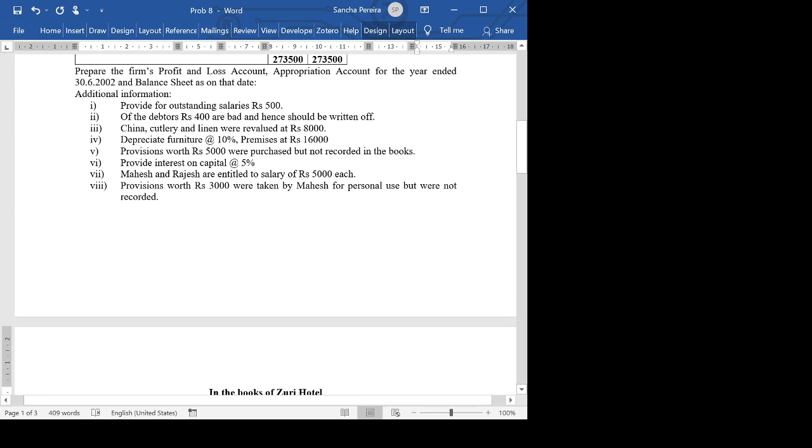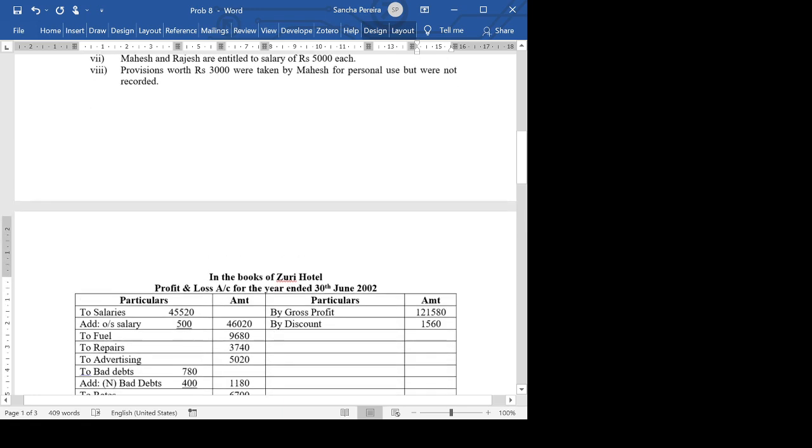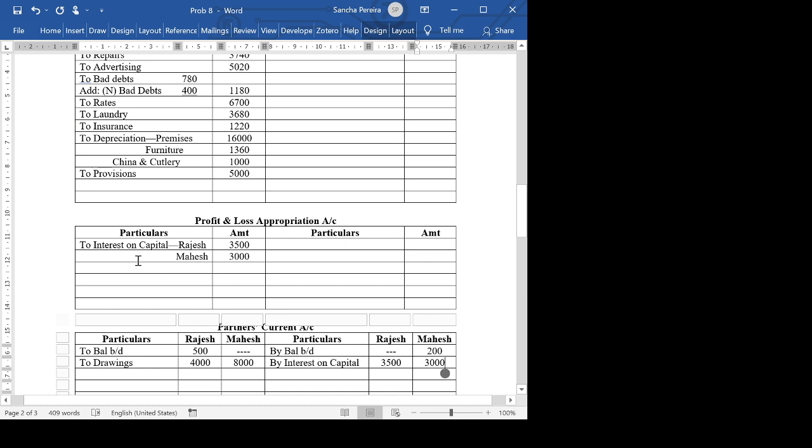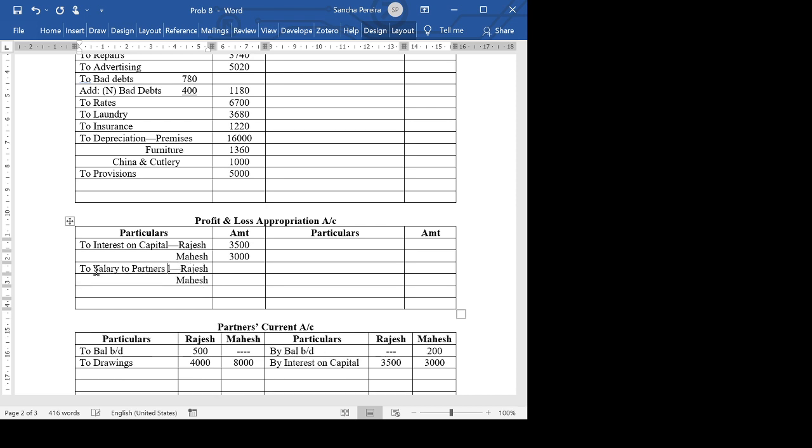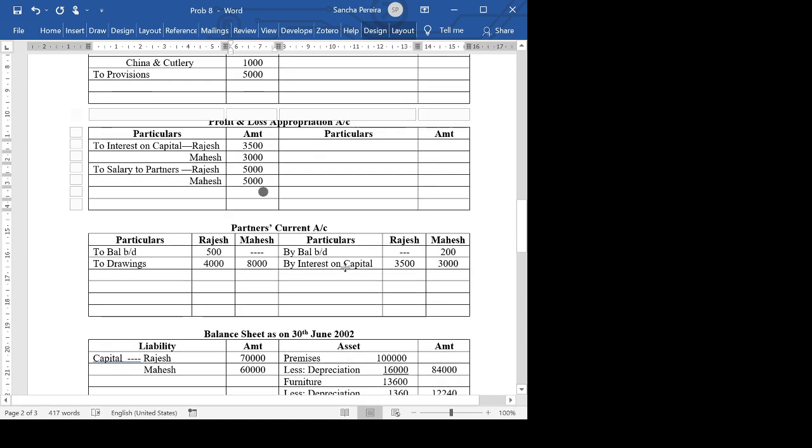Next one, Mahesh and Rajesh are entitled to a salary of rupees 5,000 each. So again, to salary to partners, 5,000 each. So each one gets 5,000. Same way we have to add this here. By salary to partner, 5,000 and 5,000.